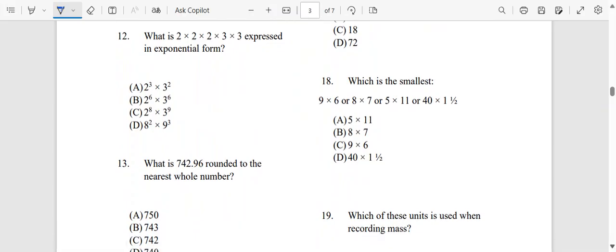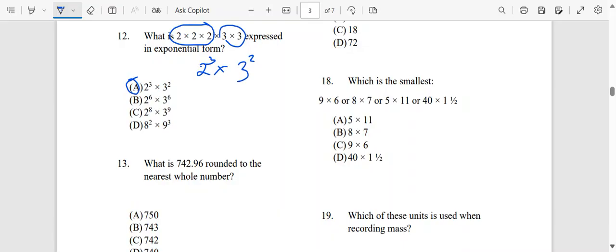Number 12 says, what is 2 multiplied by 2 multiplied by 2 multiplied by 3 multiplied by 3 expressed in exponential form? All right, we can do the elimination right here as well. If we notice, we have one, two, three twos, right? So this is 2 to the third power. And of course, it's multiplication, right? And then look at this. We have two threes, which is 3 to the second power. So this is what we are looking for. 2 to the third multiplied by 3 to the second. And there we go. A being our answer.